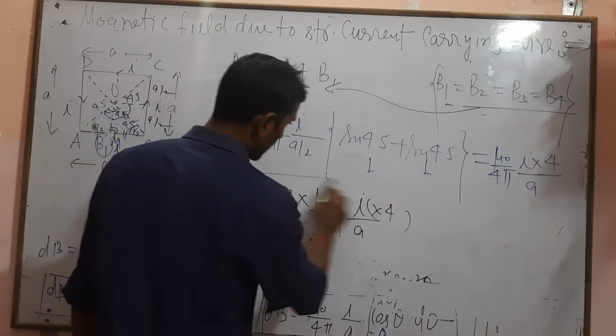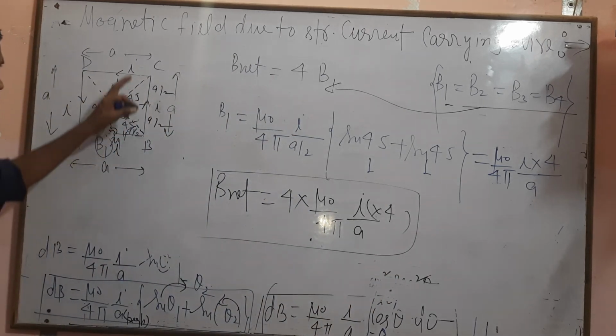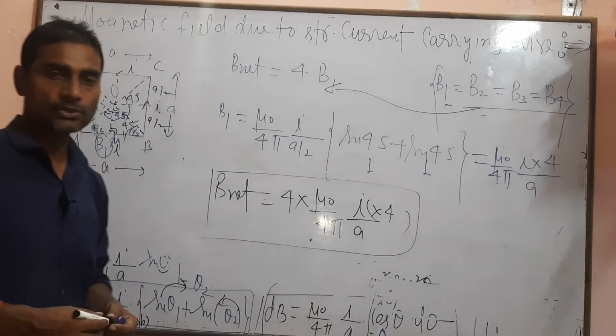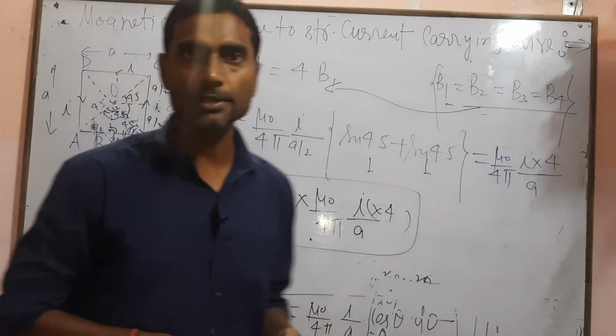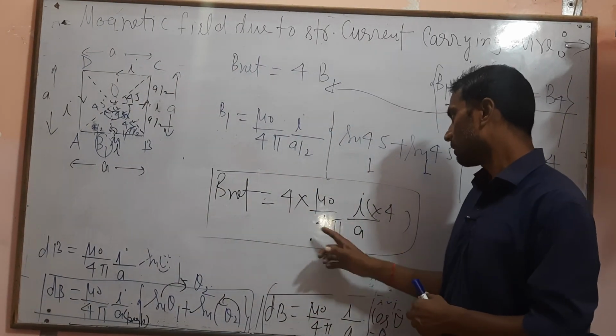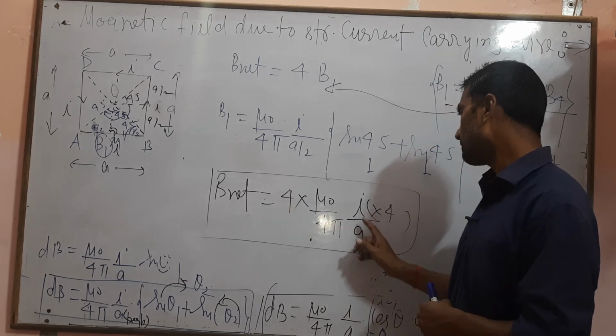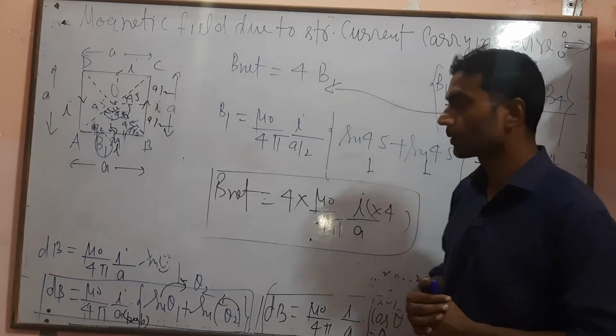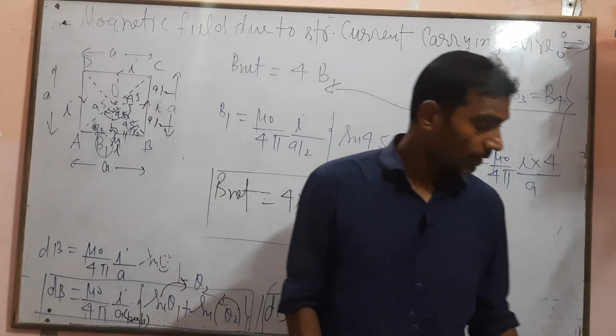So this is the net magnetic field due to this square. In this square, current I is given and A is given. So it is mu naught by 4 pi, 4 times I by A into 4. Okay, thank you.